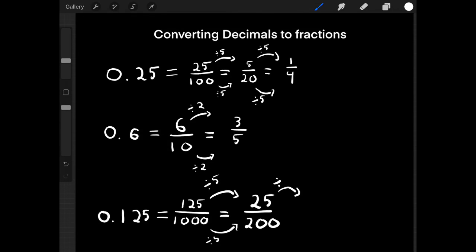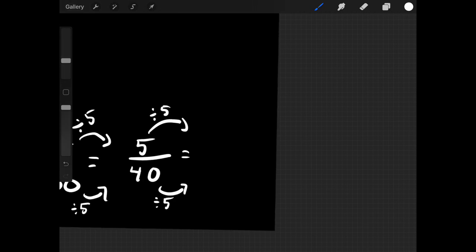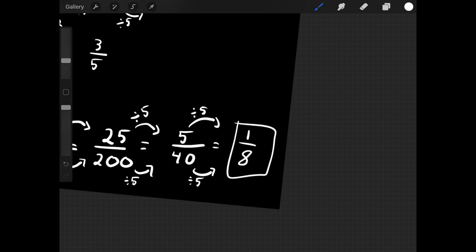And now we do just the same thing once again, so we take the numerator and the denominator and divide them both by 5, and then we should get our simplified fraction, which here would be 5 over 40. And now we do the whole thing once more, so we divide the numerator and the denominator by 5, and then we should get our final answer of 1 over 8. That is our answer.